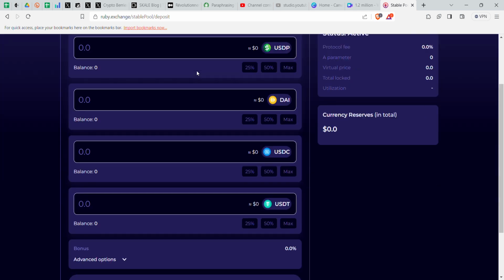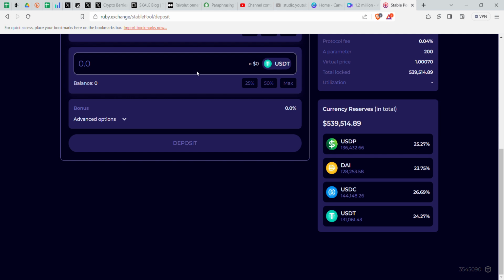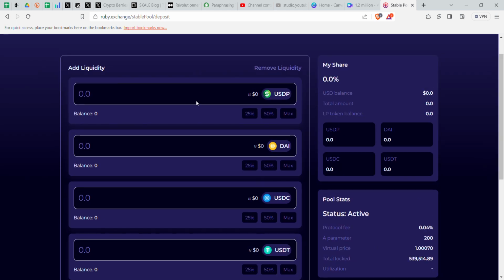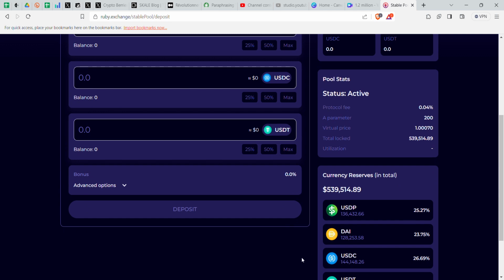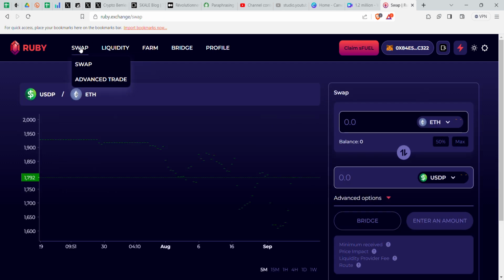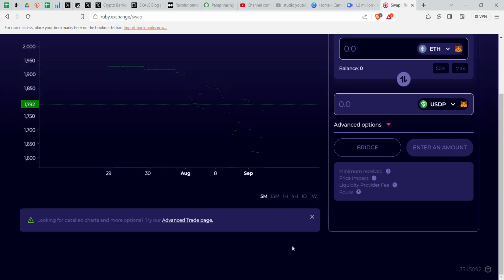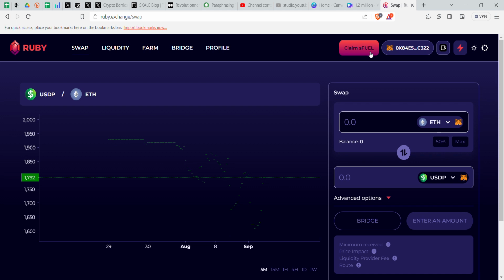Let's check out the stable pool. So you can see the stable pool here too. It's quite very nice. Looks very good. And you can check out your shares if you're providing liquidity. And everything looks really cool. So for users of SKALE Network and who are looking to transact on SKALE Network, Ruby Exchange is a go-to DEX for you to carry out a lot of services, a lot of Web3 services.